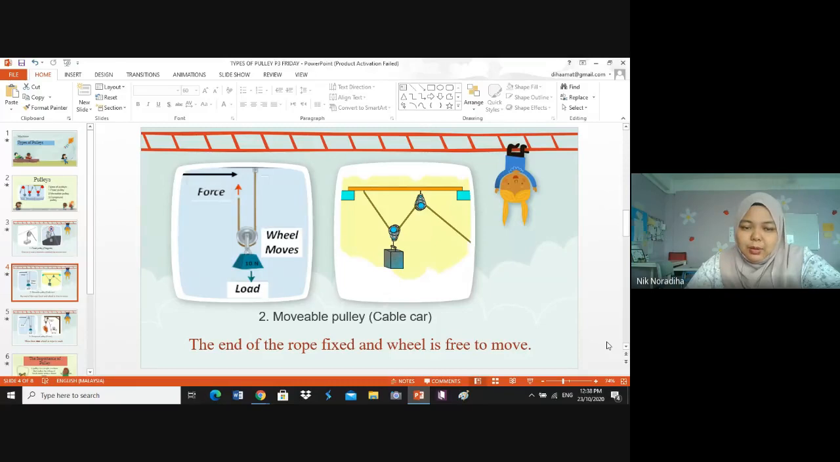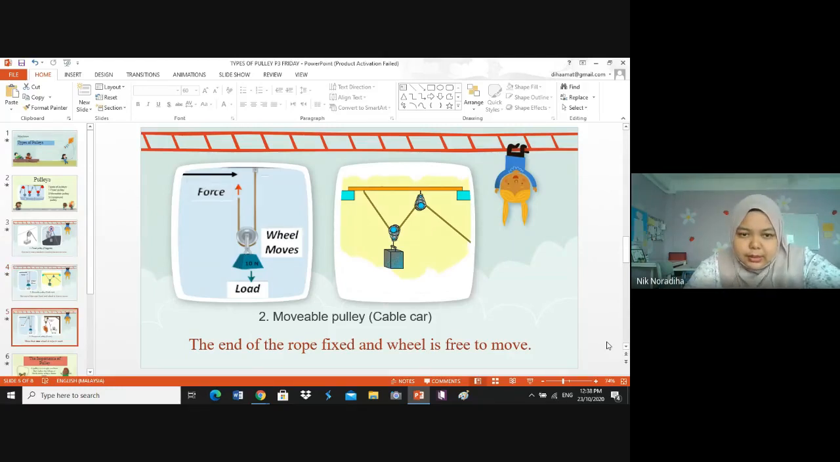Why do we need to use food? How can it help us? How can the pulley help us? That is the meaning of benefit. That is the meaning of advantage.